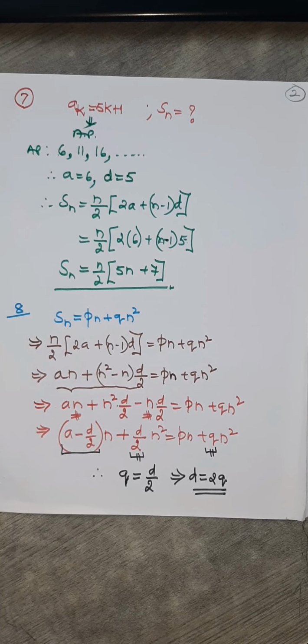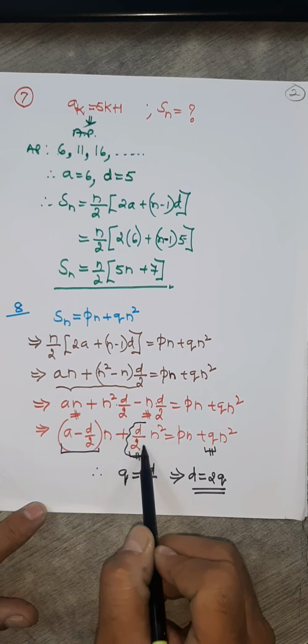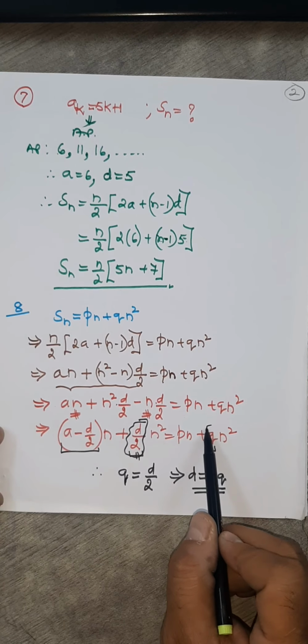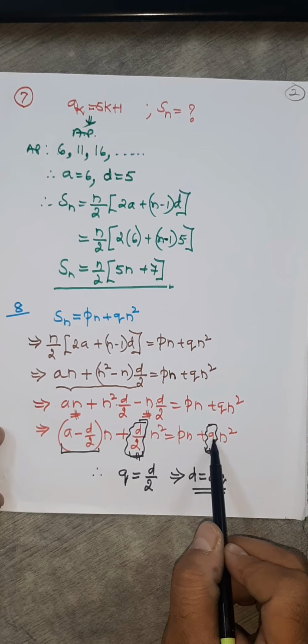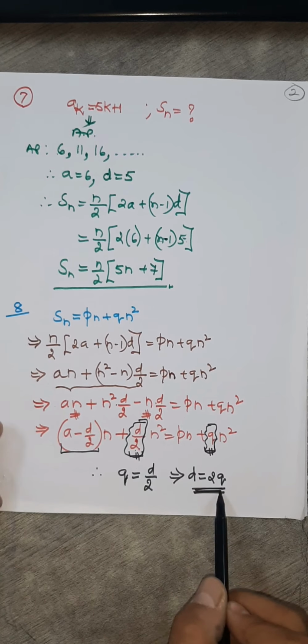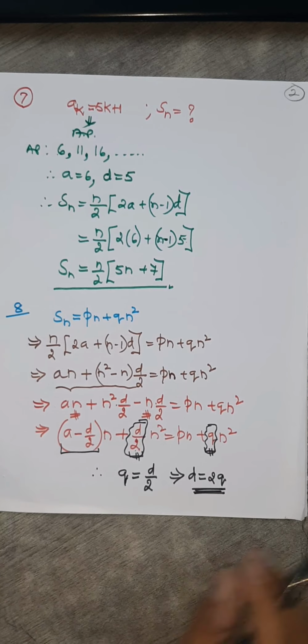Fine. What I did, I've just compared the coefficient. What is the coefficient of n square here? D by 2. We are interested in d, so I've compared with this. And here q, so d by 2 must be q, and therefore d equals 2q. That's the required common difference here, 2q. Okay. Next question.